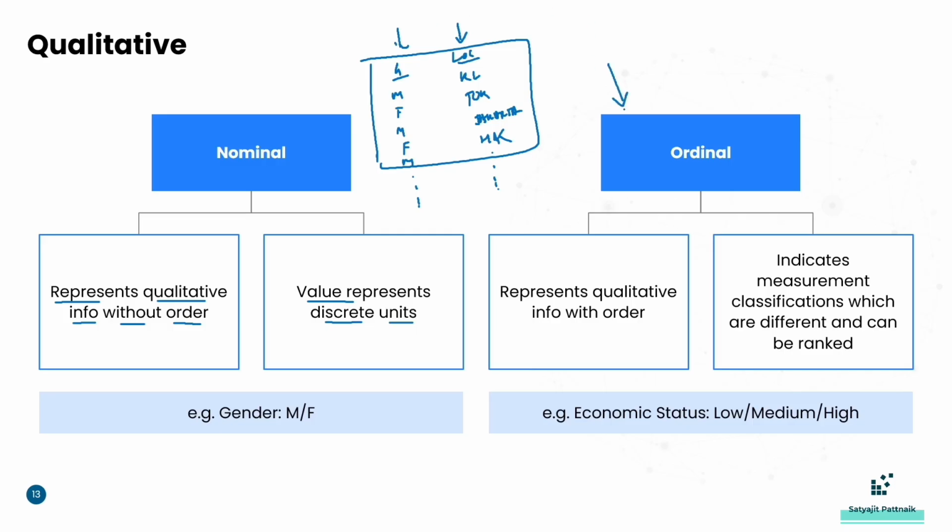Similarly, we'll talk about ordinal data, which basically means they follow some order. It represents qualitative information with order. Imagine a column called economic status. You are dealing with multiple customers and you have a column called economic status: low, medium, or high. Definitely everybody knows that it's in an order, right? High is the highest order, then medium and low. So this kind of data indicates measurement classifications which are different and can be ranked.